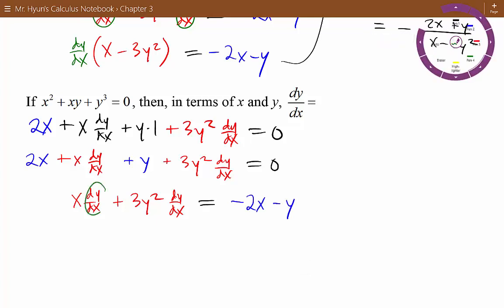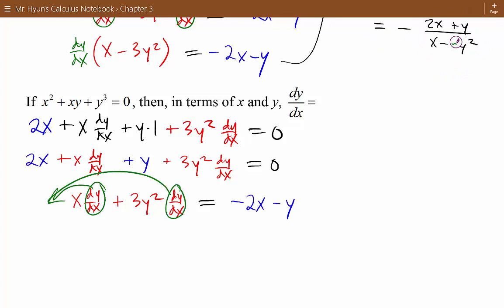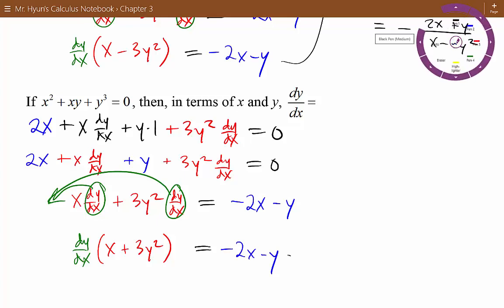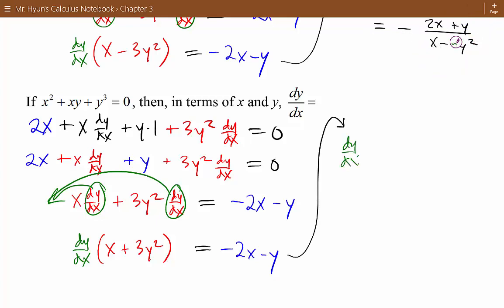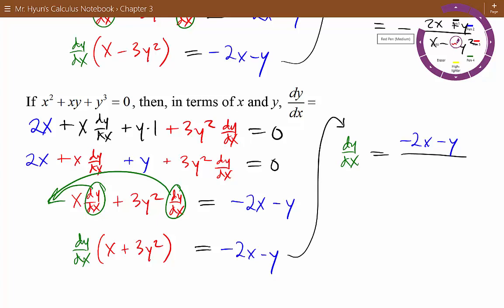So now that we can take a dy/dx out of both of those terms and factor that out, we'll get left with a quantity of x plus 3y squared, whereas this will still equal a negative 2x minus y. And now we need to divide both sides by x plus 3y squared to get our final result. So dy/dx solved will equal, on top, a negative 2x minus y, and on bottom, an x plus 3y squared.